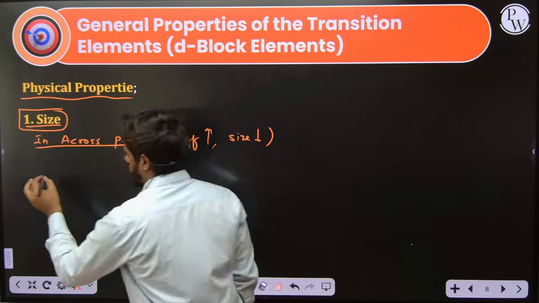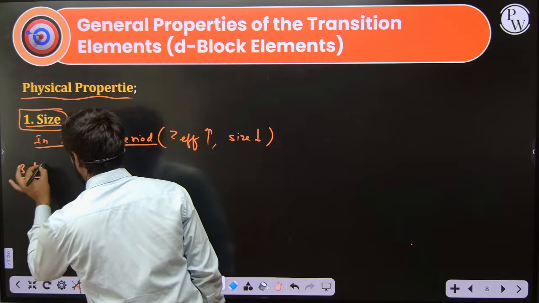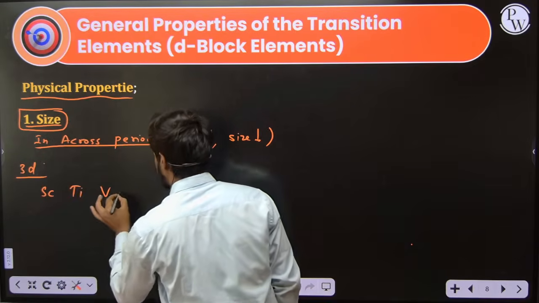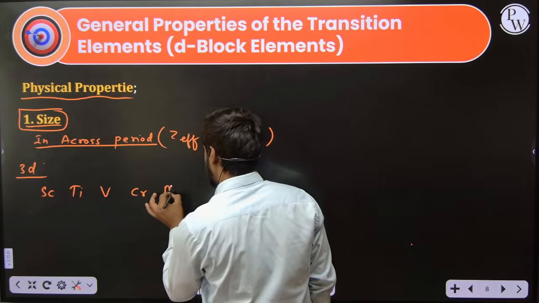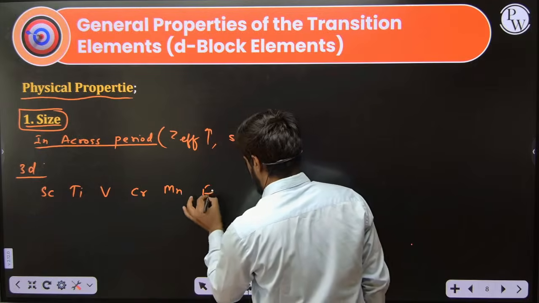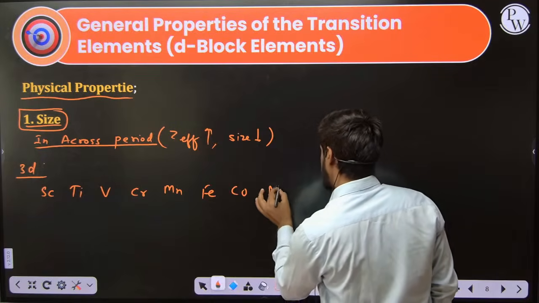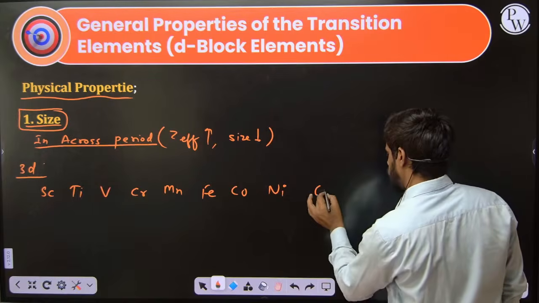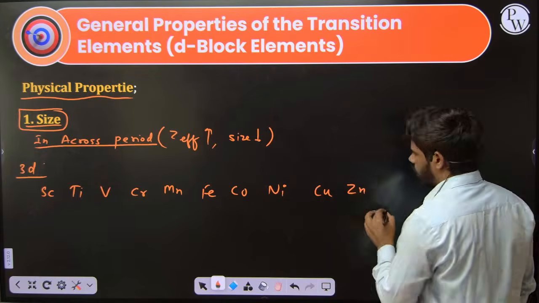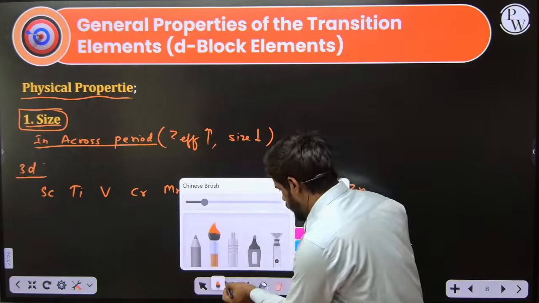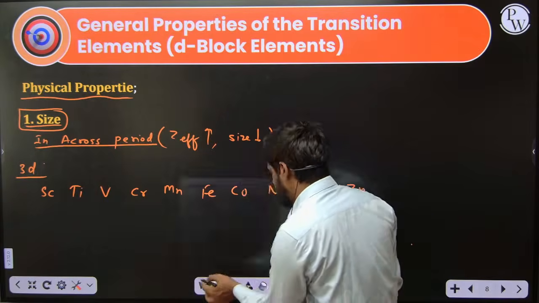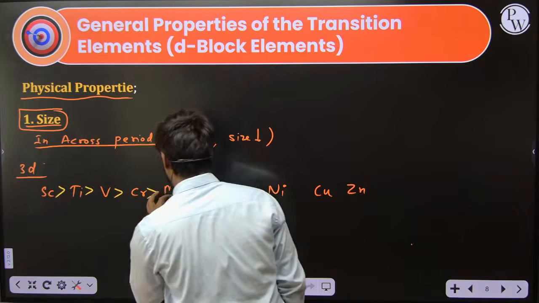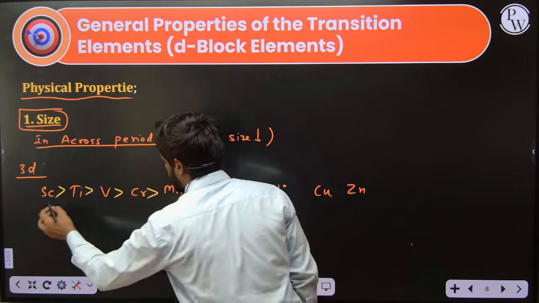So let's start with the 3D series. In case of the 3D series, we have scandium, titanium, vanadium, chromium, manganese, iron, cobalt, nickel, copper, zinc. So in all the elements, in general, the size decreases, and up to this it is correct.